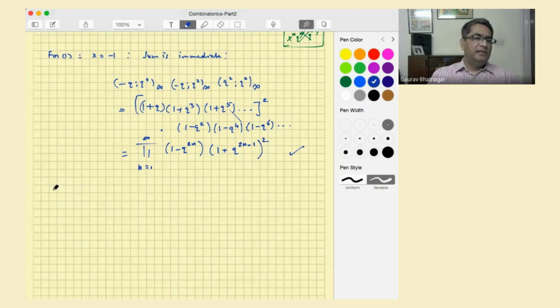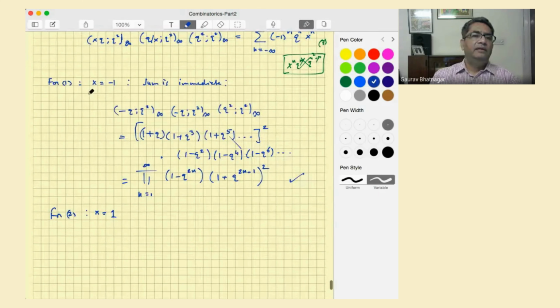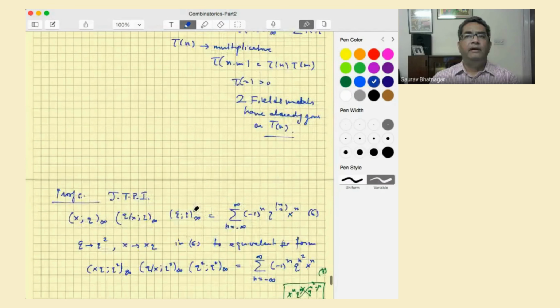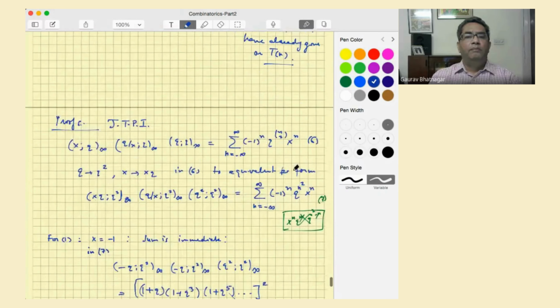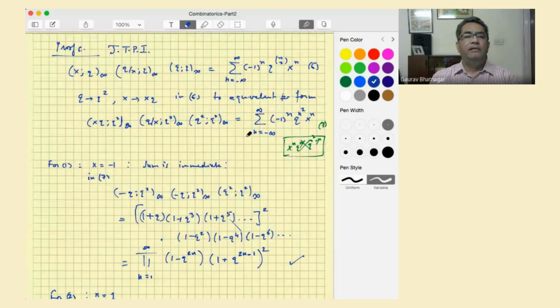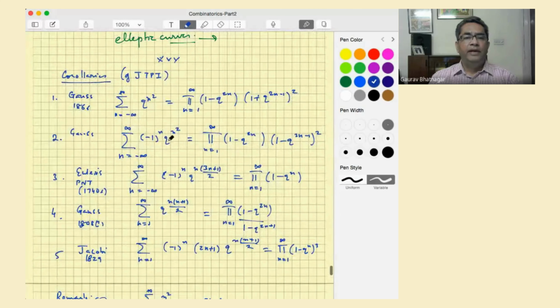So this is this. For 2, you put x equal to 1. So it's immediate again. If you put x equal to 1 here in 7, and then you get this.